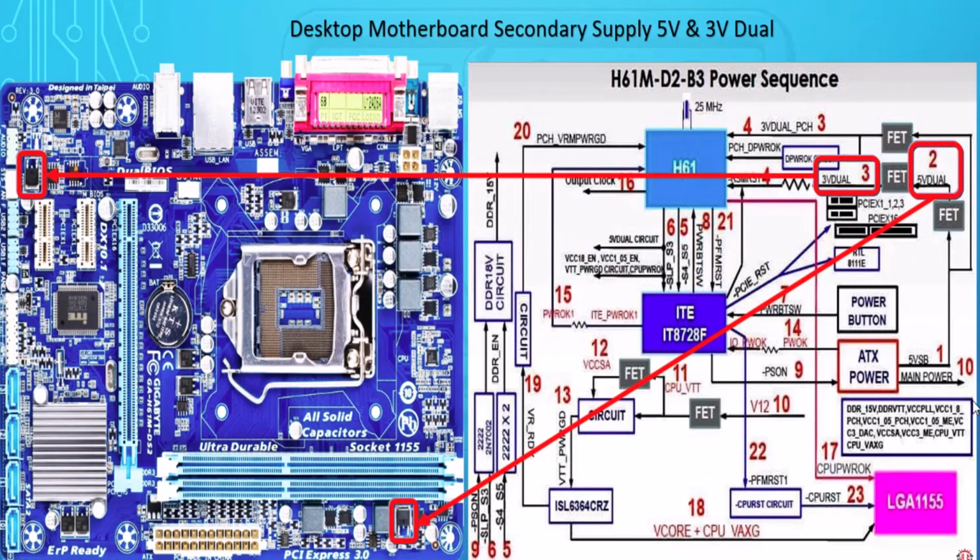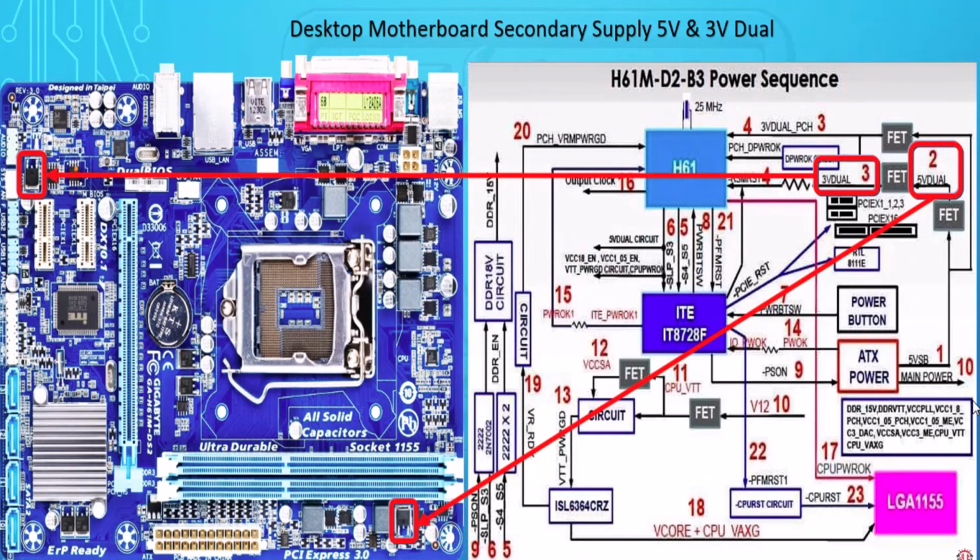On motherboards like the H61MD2B3, these dual voltages are managed by specific MOSFETs. The 5VDUAL and 3VDUAL rails allow the motherboard to maintain certain functions, like wake on LAN or maintaining CMOS settings, even when the system is in a deep sleep state. If you are troubleshooting a board that won't trigger at all, checking these FETs and the standby rails is a priority. In summary, diagnosing a motherboard requires following this exact trail of signals.